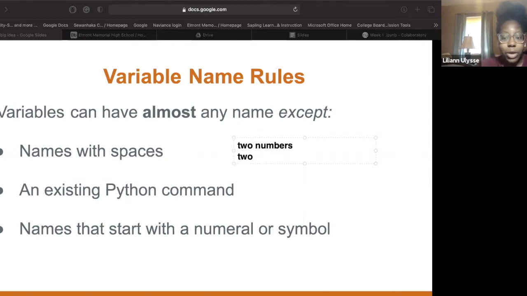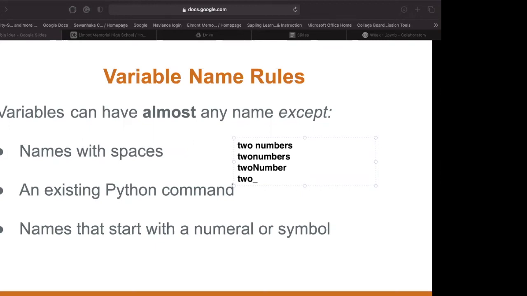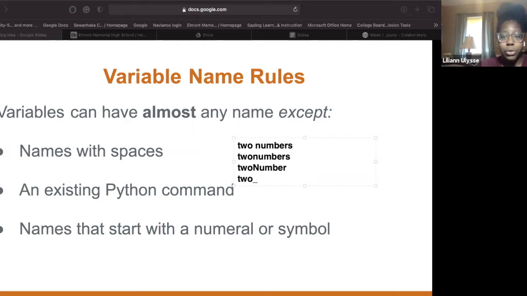So instead, I would either have to add no space and just keep the group together like that, or you can use something called camel case, where you capitalize the first letter of each word so you can see the difference between the 2 words, or snake case, where you use an underscore to separate the words, so it'll be 2_numbers instead.